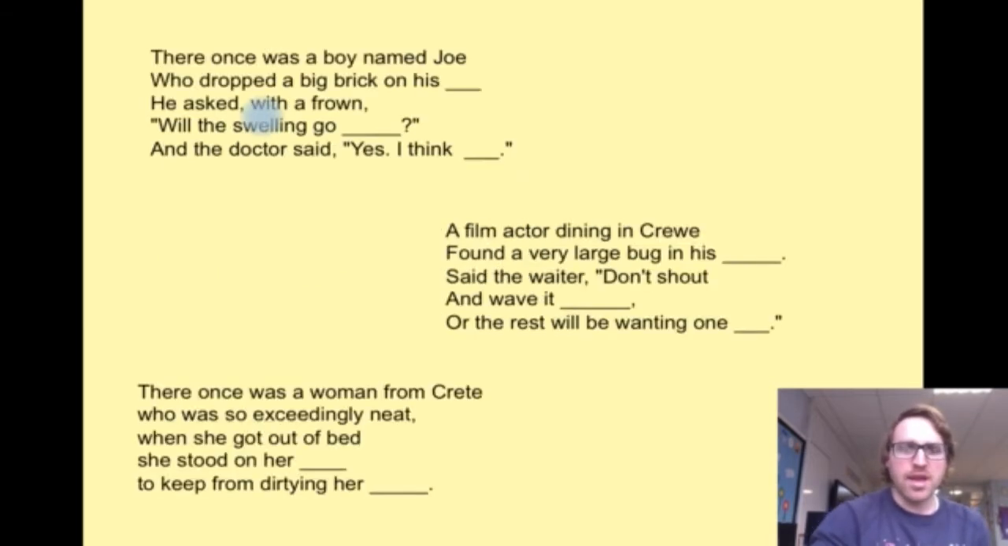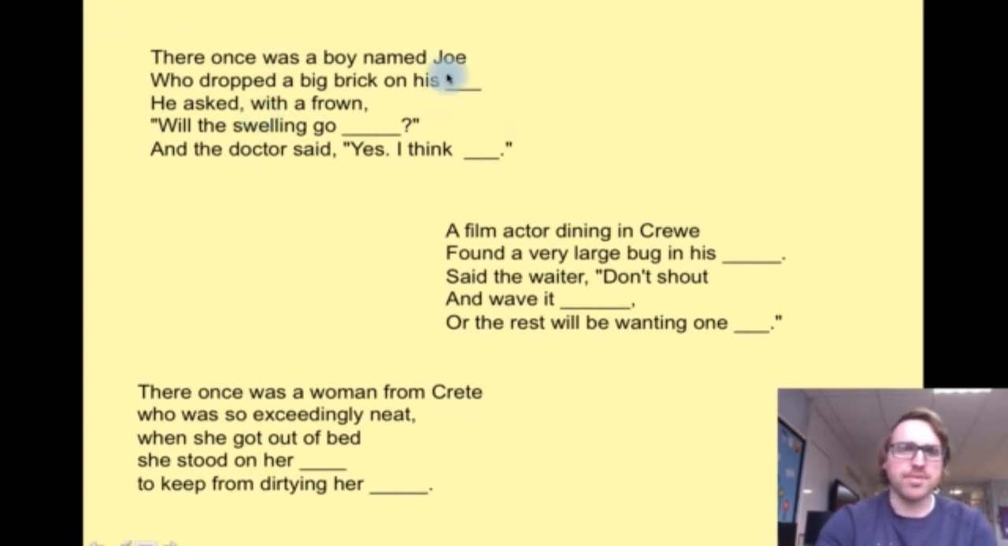Okay, so here's some examples, and I'm going to read the first one out. I want you to think about what you could have as your missing words in here. So there once was a boy named Joe who dropped a big brick on his, and then you could think of something that might rhyme with Joe. He asked with a frown, "Will the swelling go?" And then you could think of something that might go in there. And the doctor said, "Yes, I think." And then it needs to rhyme with Joe again at the end. Have a pause now. Have a think about what you could put in there.